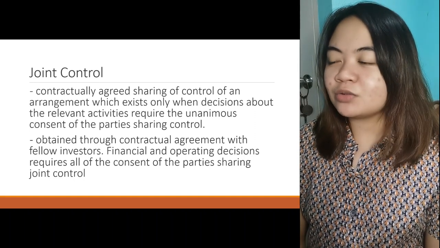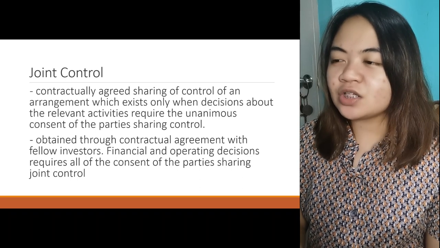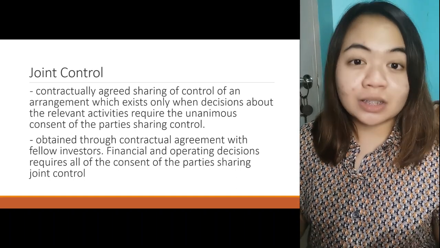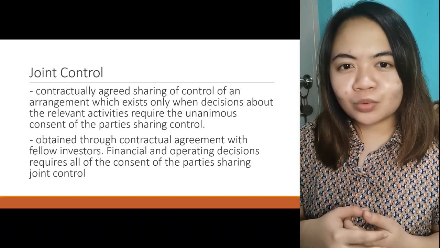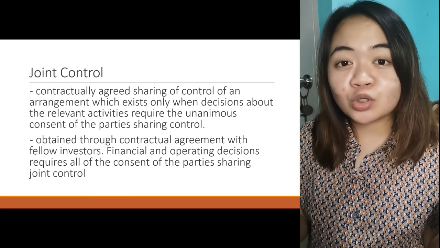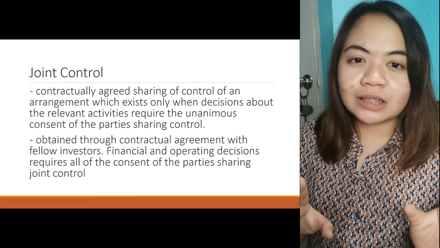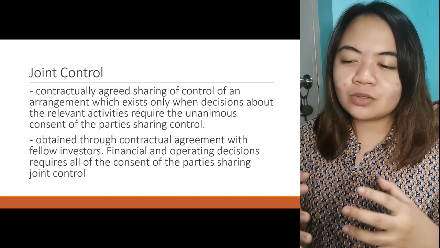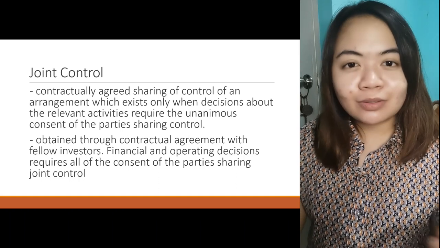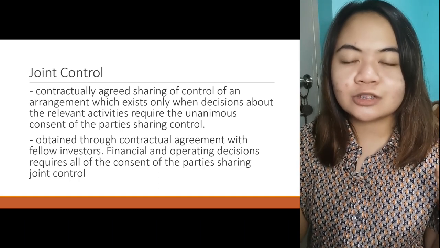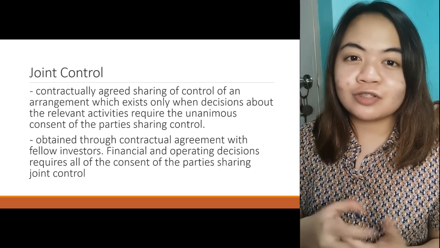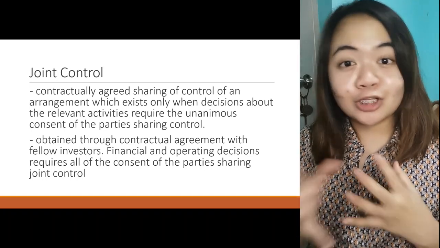So, it is obtained through a contractual agreement with fellow investors. Financial and operating decisions require the consent of all partners sharing joint control. The contractual agreement also states the scope of your joint control, because not all of the activities of one venturer or operator are covered by the joint arrangement. The contractual arrangement sets the boundaries of the joint control: how far, until when, and which activities are covered by the joint venture or joint operation where you have joint control.